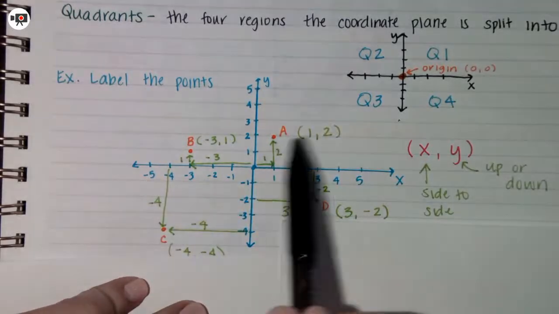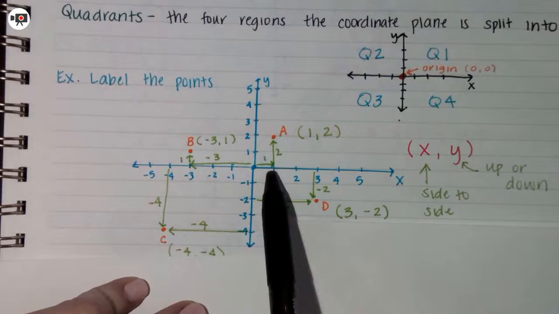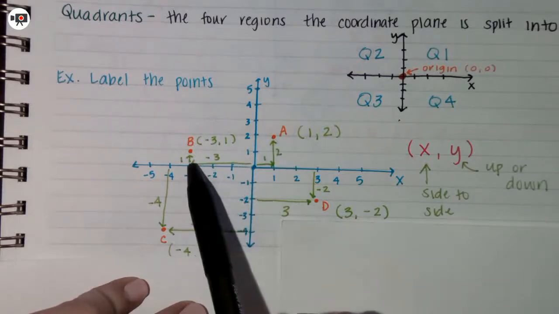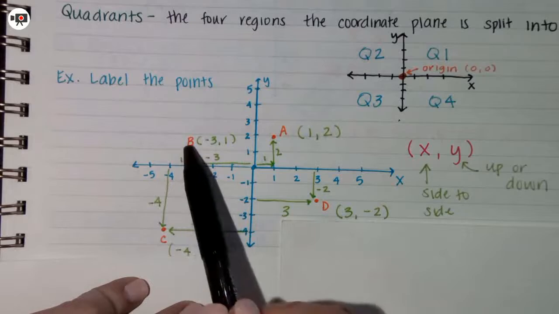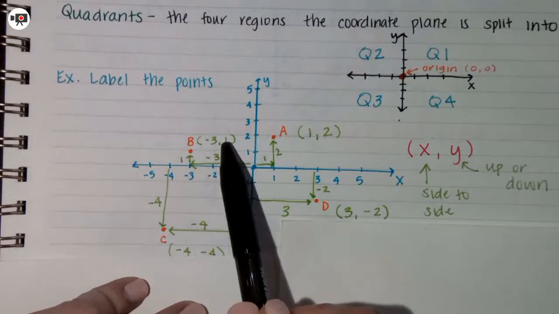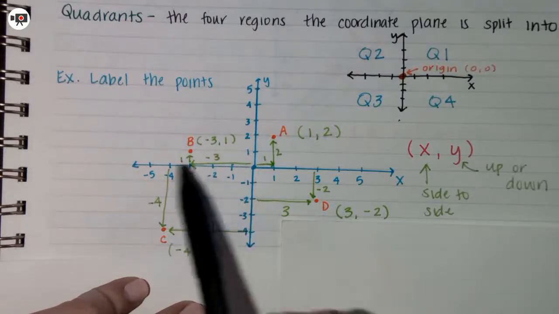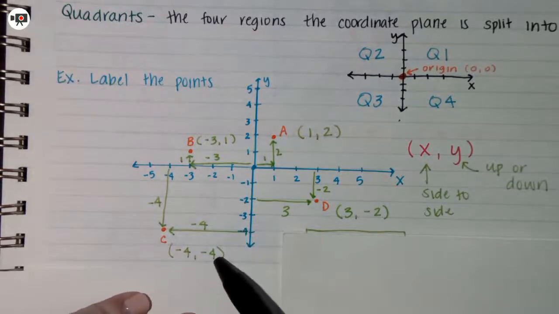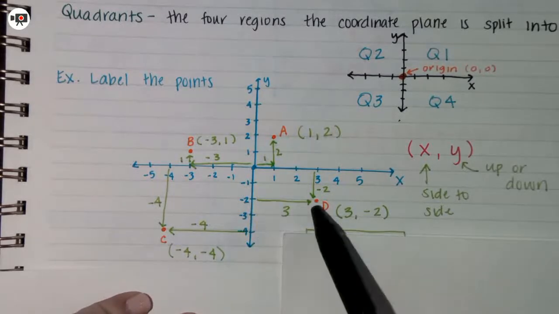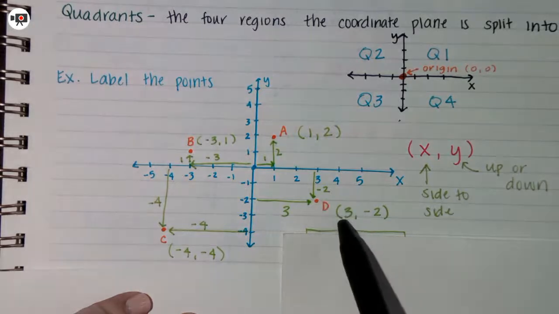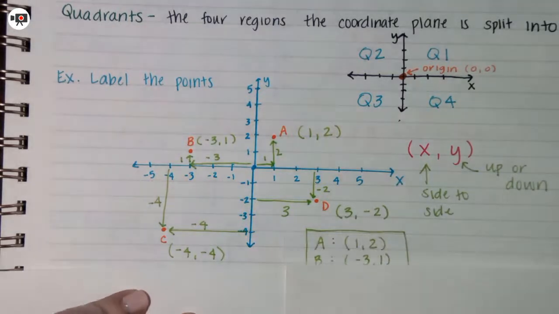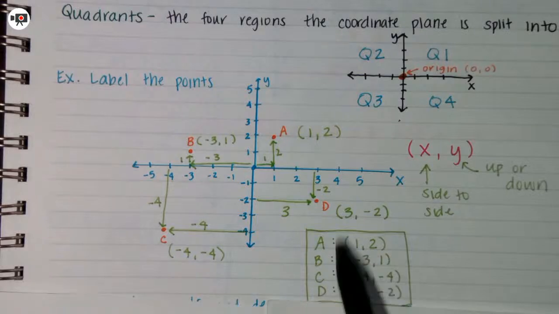So for A, it's 1, 2, because I go to the right 1 and then up 2. B, I go to the left 3, so that's negative 3, and up 1, so that's a positive 1. For C, I go to the left 4 and down 4 to make negative 4, negative 4. And D, you go to the right 3, down 2 to make 3, negative 2. X first, Y second. So then you would put all your points together to make your answer.